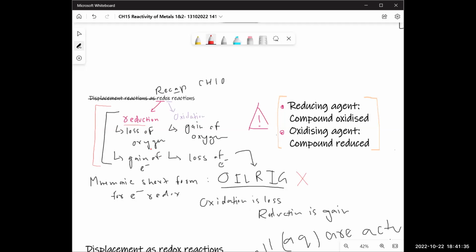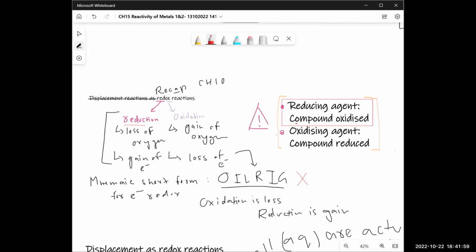So please just remember this. Reduction is loss of oxygen. Reduce means loss, but it's the opposite of the term for oxygen. Fine. So reduction is gain of electron, while oxidation is loss of electron. Now, Rania, read the first one.